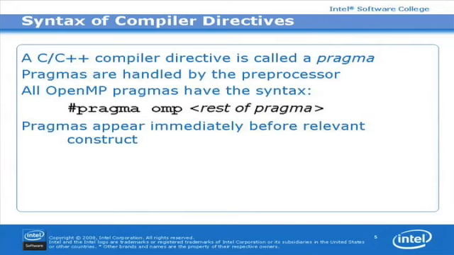Pragmas are handled by the preprocessor. When the preprocessor finds an OpenMP Pragma, it will then insert code that implements the threading that is defined by that Pragma. All OpenMP Pragmas start with the same syntax: pound Pragma, OMP, and then the rest of the Pragma. Now, of course, Pragmas have to appear immediately before the relevant construct to make sure that the code that is being influenced by that Pragma is easily known. Pragmas will affect a single statement. If you need the Pragma to extend across multiple statements, you need to enclose those statements within curly braces.